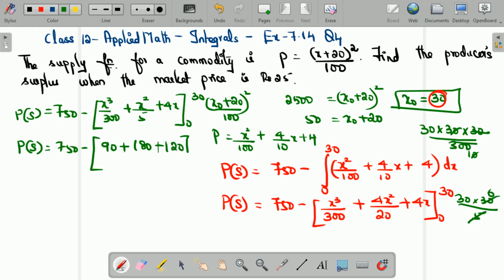So this is going to be equal to 120. So this is 750 minus 120 plus 180 is going to be 300, and plus 90. So this is equal to 390. Final answer is PS is going to be equal to rupees 750 minus 390, which is equal to 360.